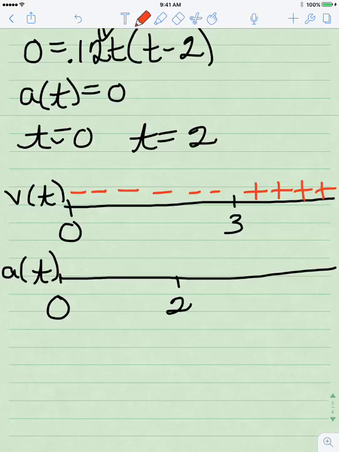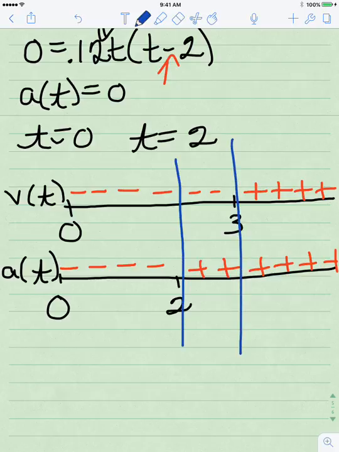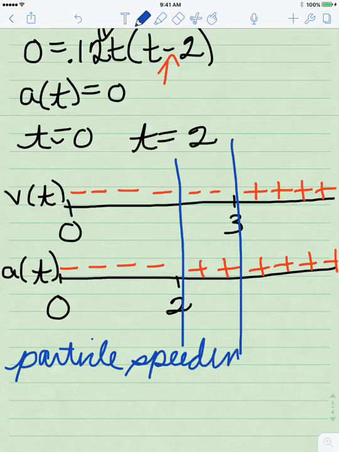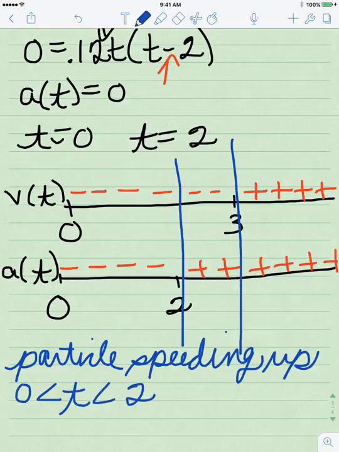And what about the acceleration? Well, for any value less than 2, I'm going to have negative acceleration. So this is going to be negative, negative, negative. And for any value greater than 2, it's going to be positive. So here are my partitions. And now we can answer the question. This is the motion analysis. So the particle is speeding up between 0 and 2. And the particle is also speeding up for all values of t greater than 3.